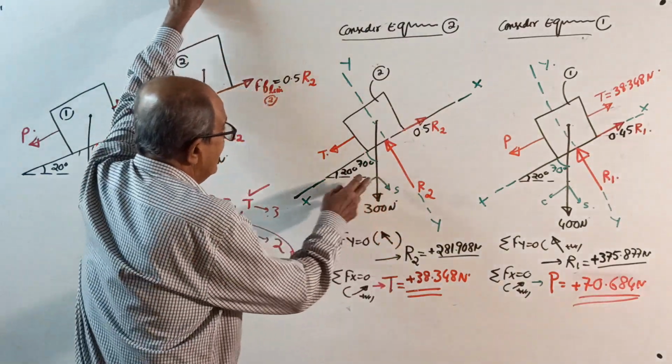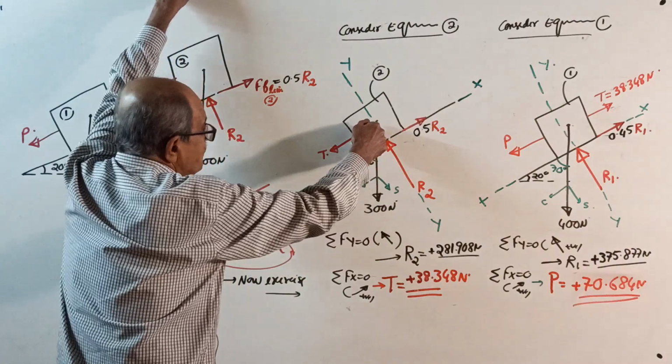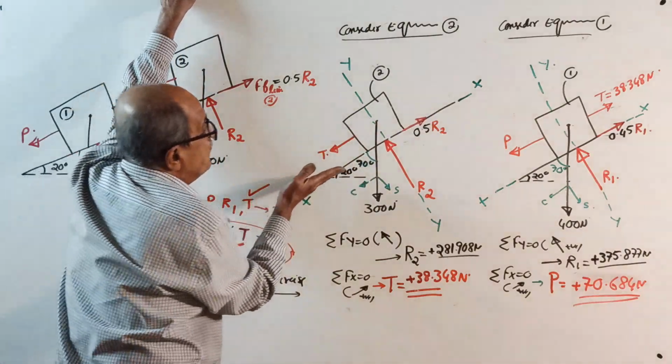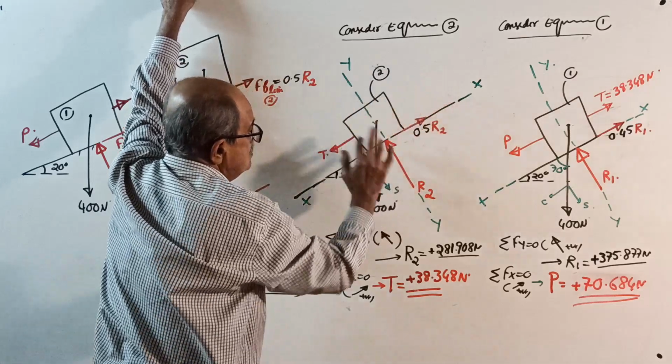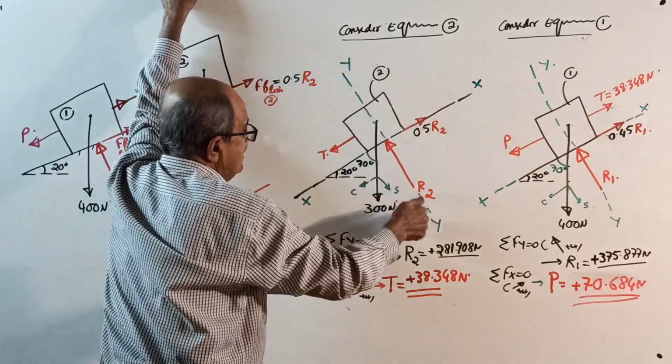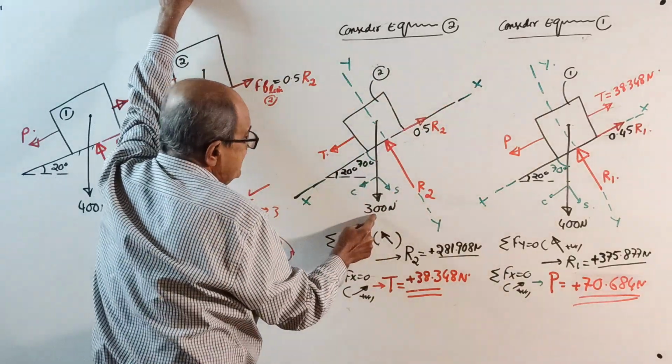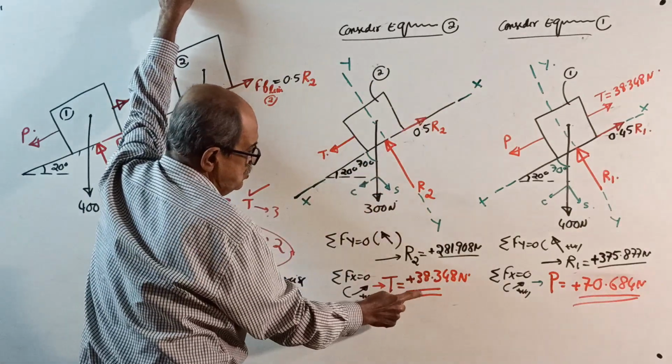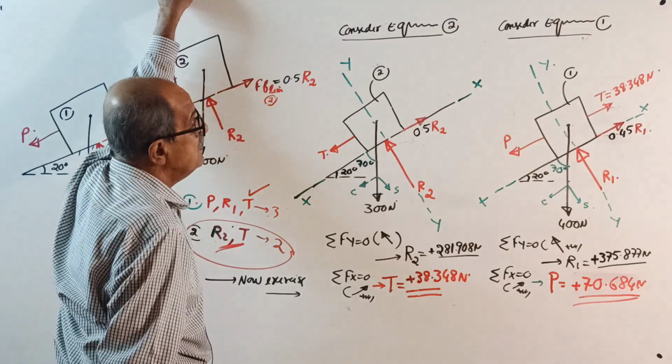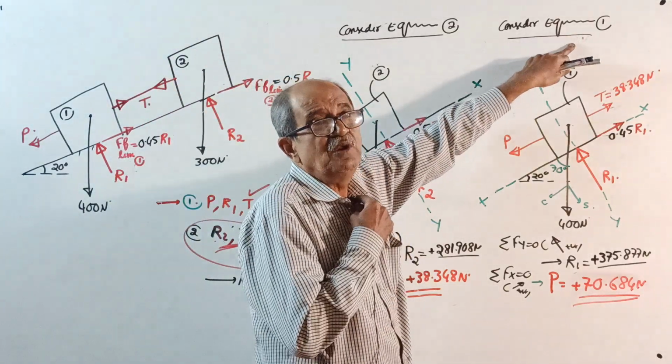You will get now sigma Fx = 0: minus T plus 0.5 R2, this is not there, y perpendicular along YY, minus 300 cos 70 equals 0. You get the value of T. Okay, then consider equilibrium of block 1.